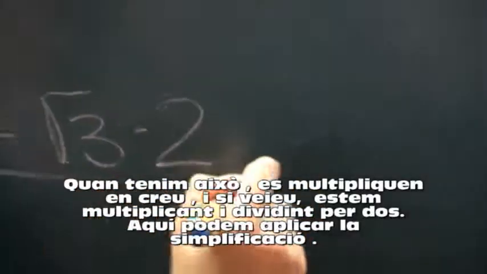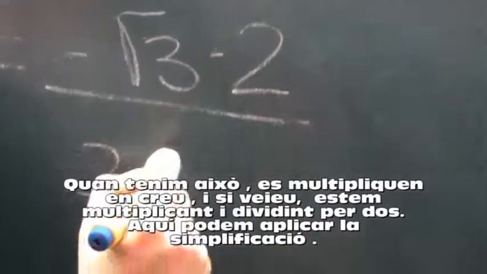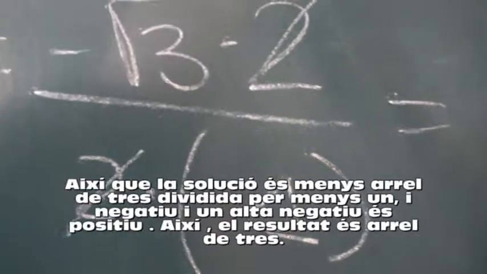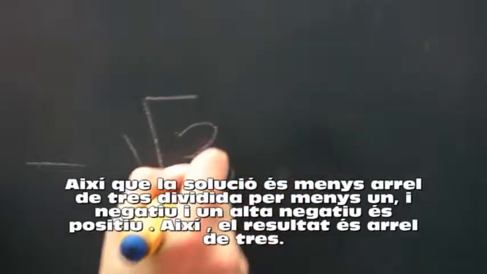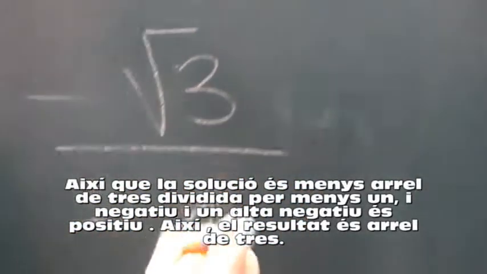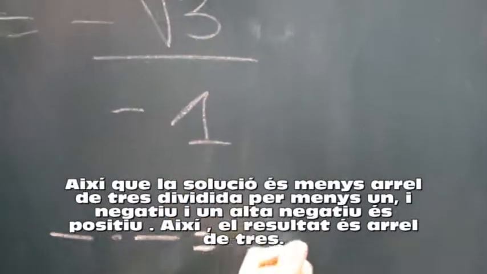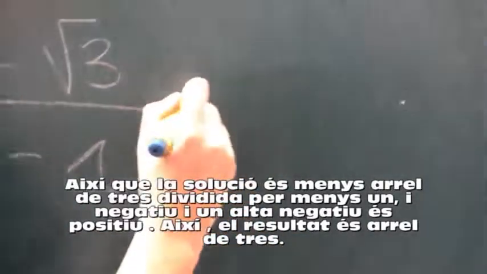When we have this, we multiply in cross, so we are multiplying and dividing by 2. Here we can apply simplification. So the solution is minus root of 3 divided by minus 1. A negative and another negative ends in positive. So the result is root of 3.